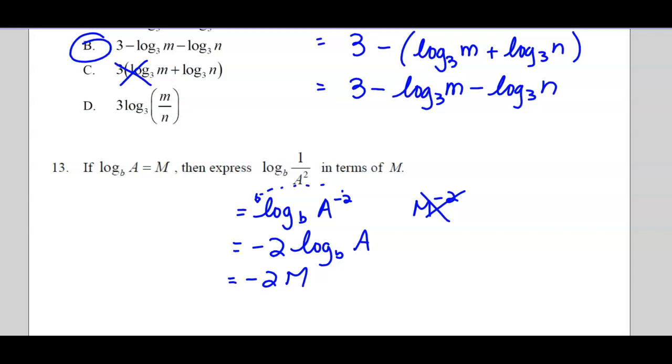You could also do log of 1 minus log of a squared. Okay. And then use the power law there. Log of 1 is 0. So you can do that.